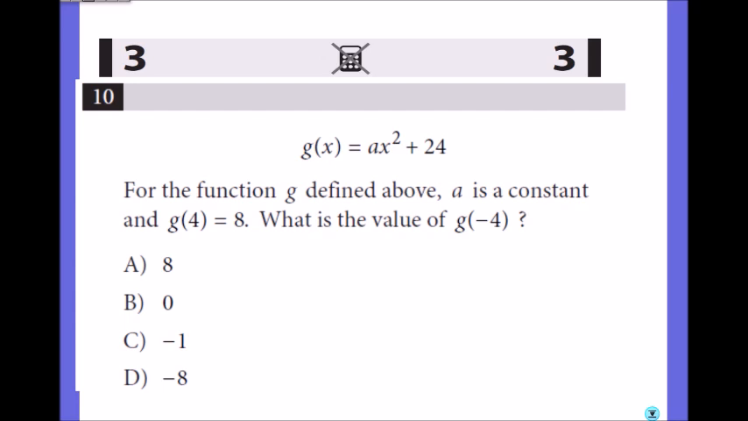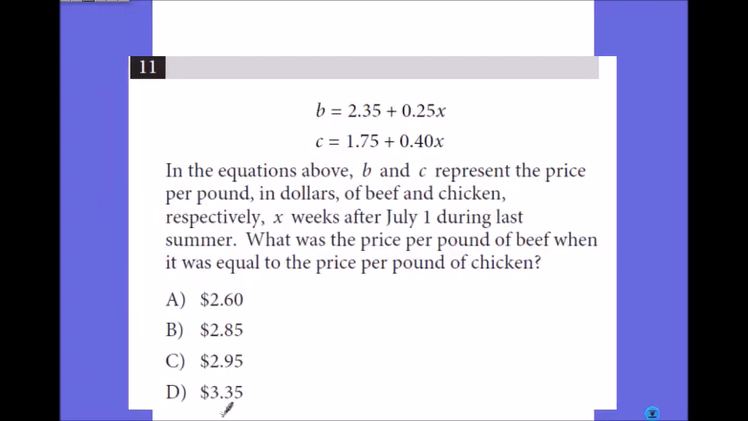For the function g defined above, a is a constant, a number, and g of 4 is 8. What is the value of g of negative 4? So if you're looking at the difference between having x equal to 4 or negative 4, as you can see, 4 squared versus negative 4 squared, they both become 16. So no matter whether it's negative or positive, your g of x will be the same, which will be 8, right? Because 4 squared is 16, negative 4 squared is also 16. So we'll eventually give you the same answer.